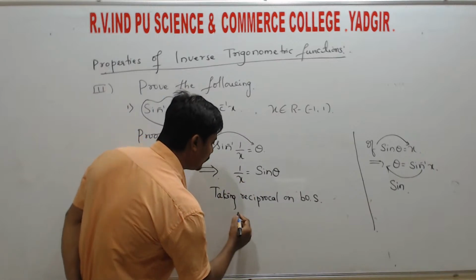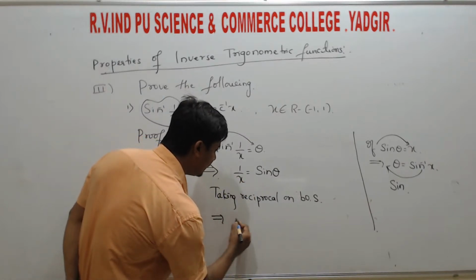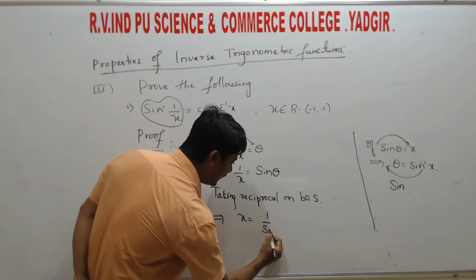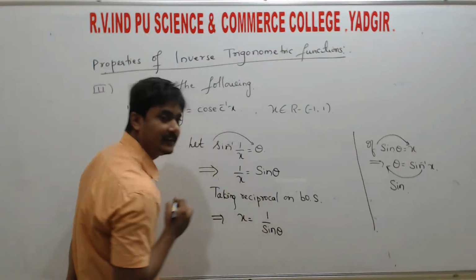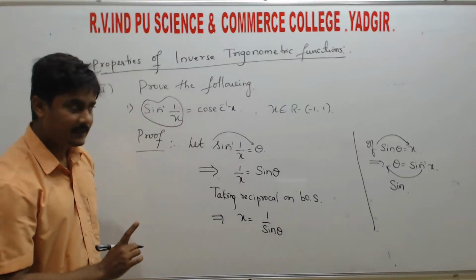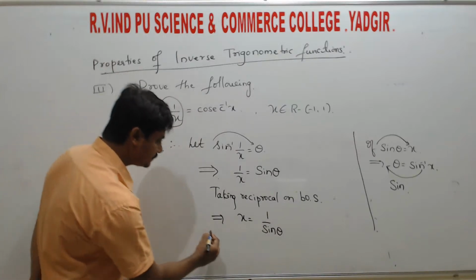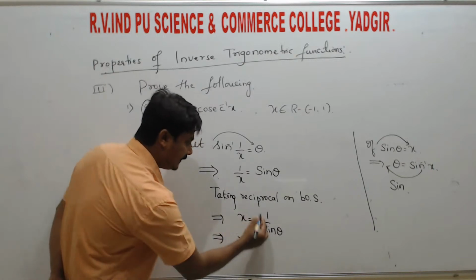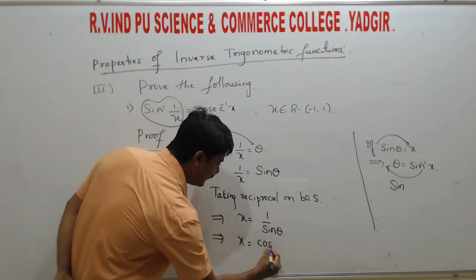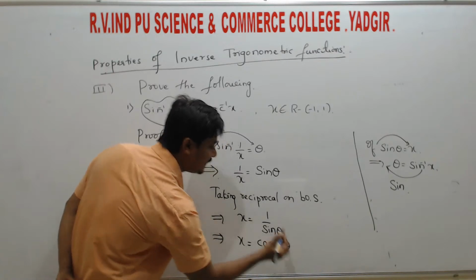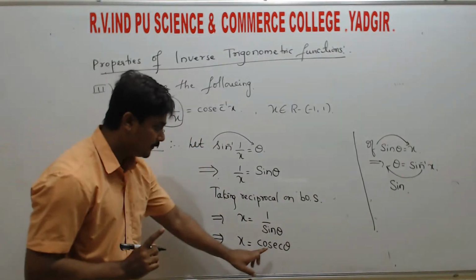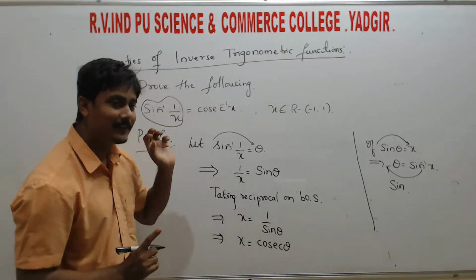So what is the reciprocal of 1 by x? It is x. What is the reciprocal of sine theta? It is 1 upon sine theta. Is it clear up to here? Further, x is equal to, what is 1 divided by sine theta? 1 divided by sine theta is cosec theta. So I want cosecant inverse x.